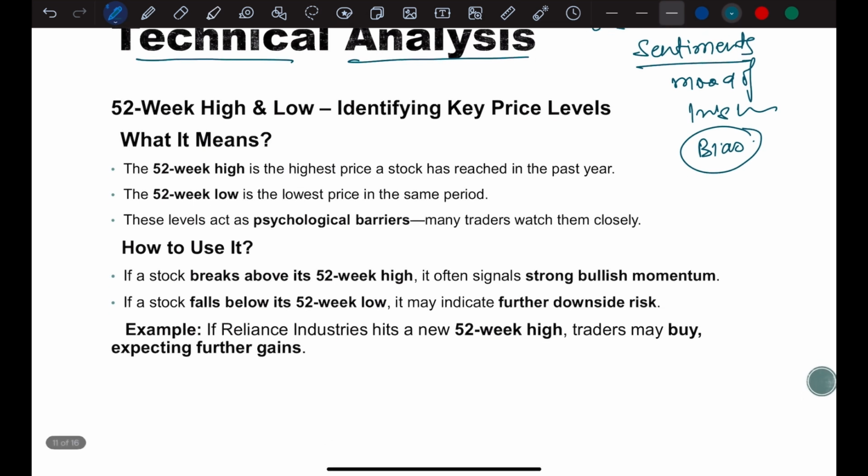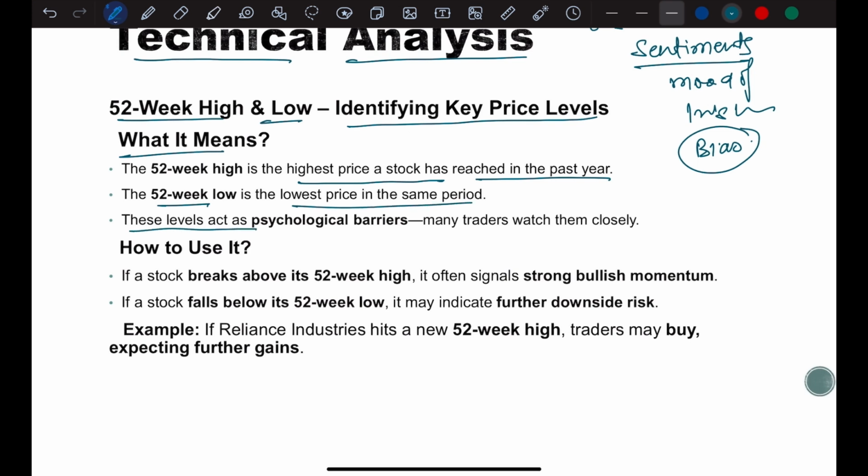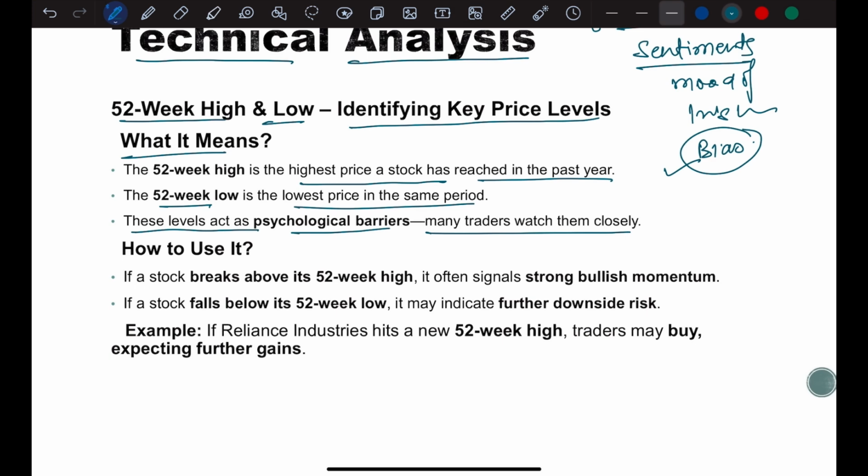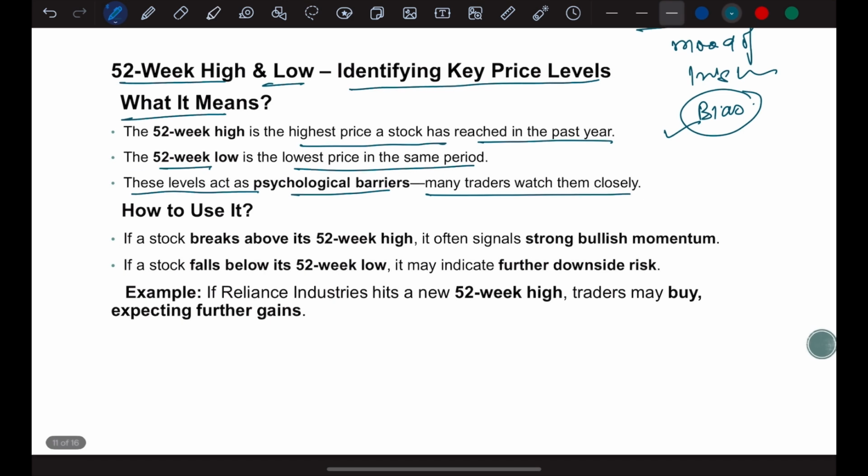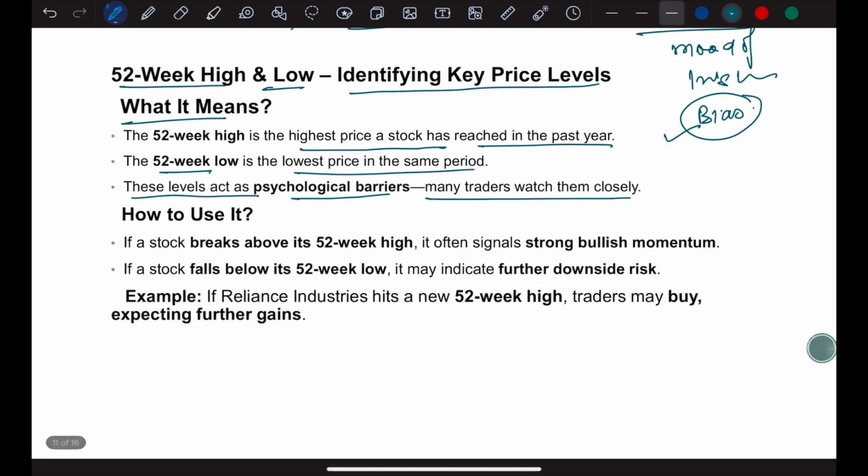The very first one is the 52-week high and low, which is identifying key pricing levels. The 52-week high is the highest price a stock has reached in the past year, and the 52-week low is the lowest price in the same period. These levels act as a psychological barrier. Many traders watch them closely. As I said, markets are definitely governed by biases also. The efficient market hypothesis does not always work. So we need to check for the 52-week high and low.